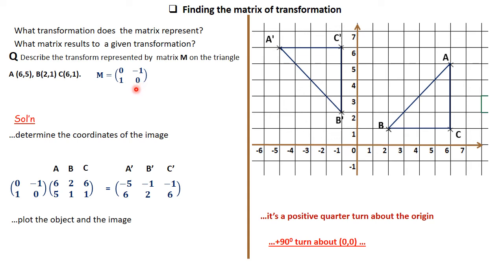For any object we have, not even just ABC, it doesn't matter what type of object we have, all objects subjected to this transformation would be rotated about the origin through a positive 90 degrees turn. And that's that simple. Let's turn to the next part. What matrix results in a given transformation in the next example?